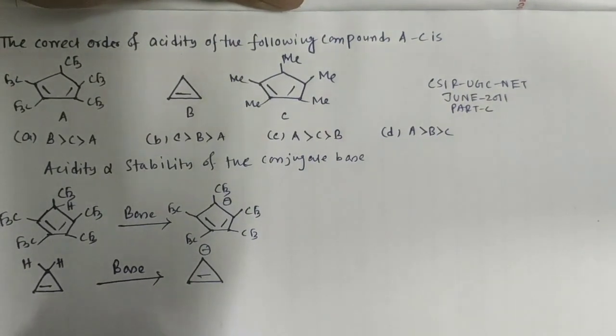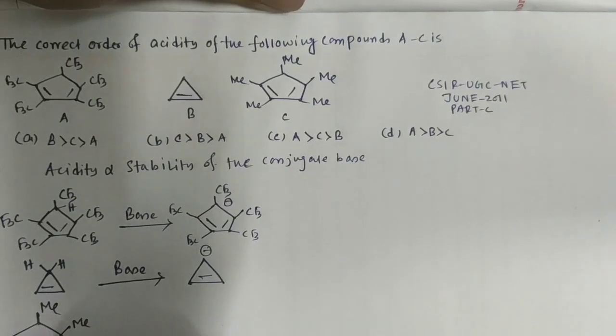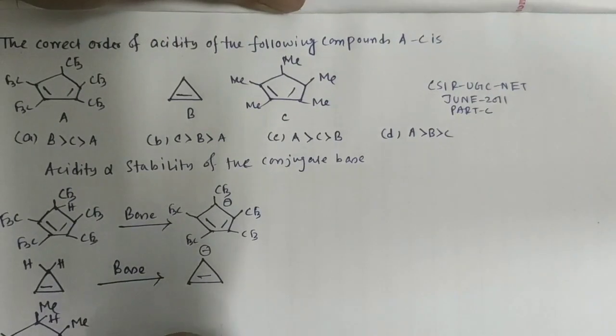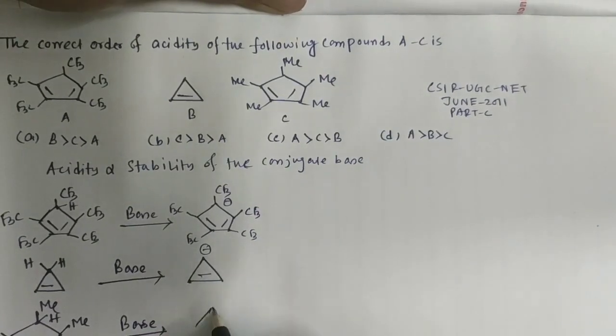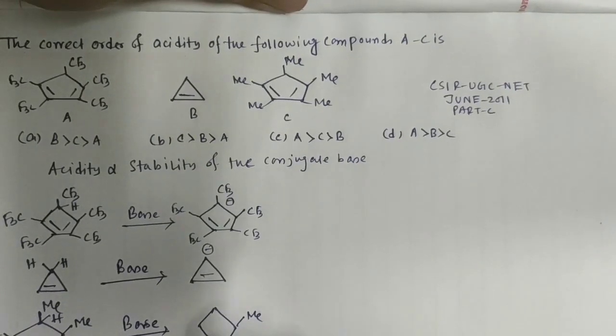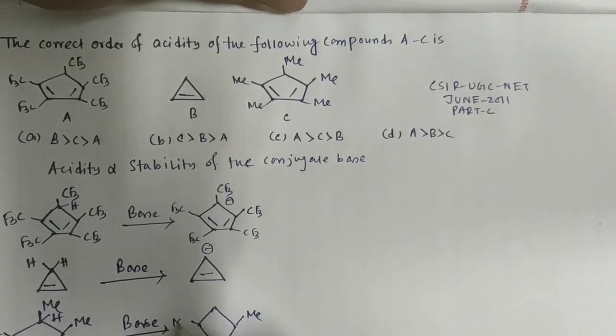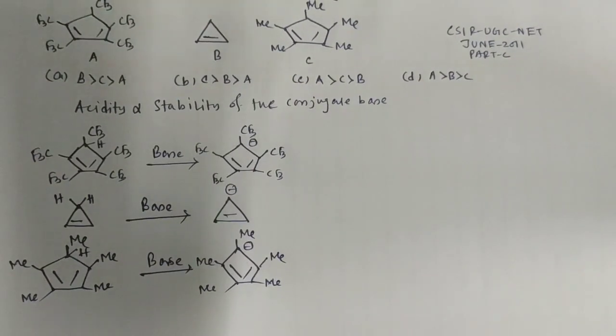And in the third compound we can see this. Here is a proton. So after abstraction by a base, this will form methyl and a negative charge, right? So now we can compare.